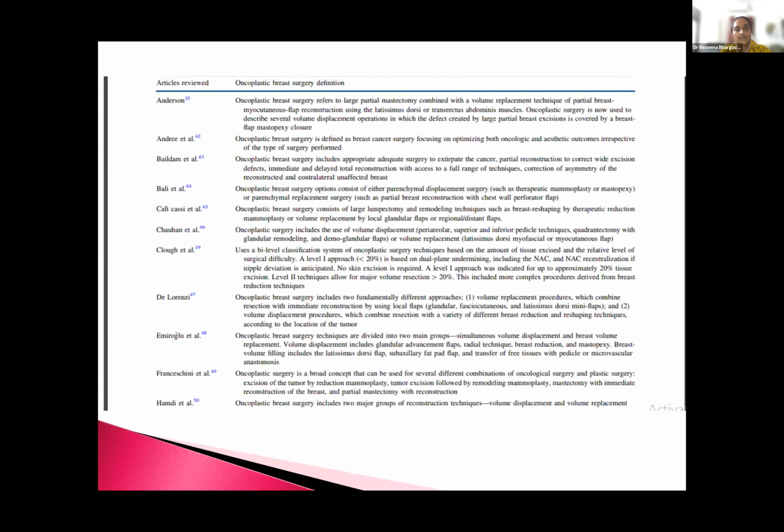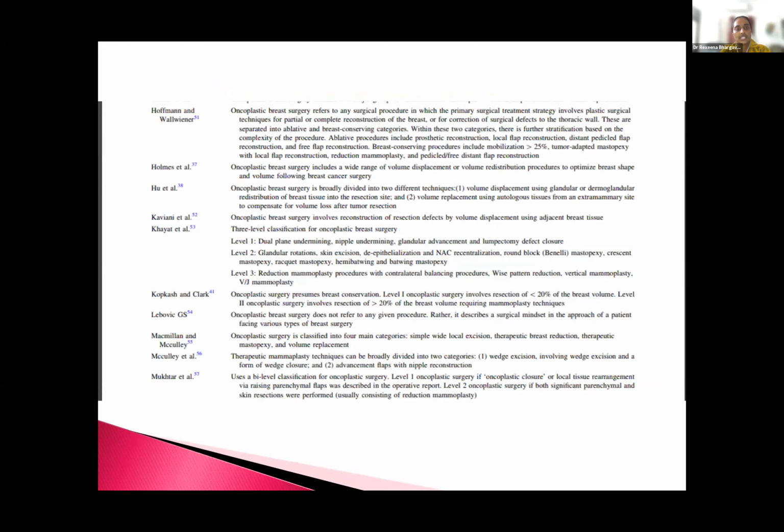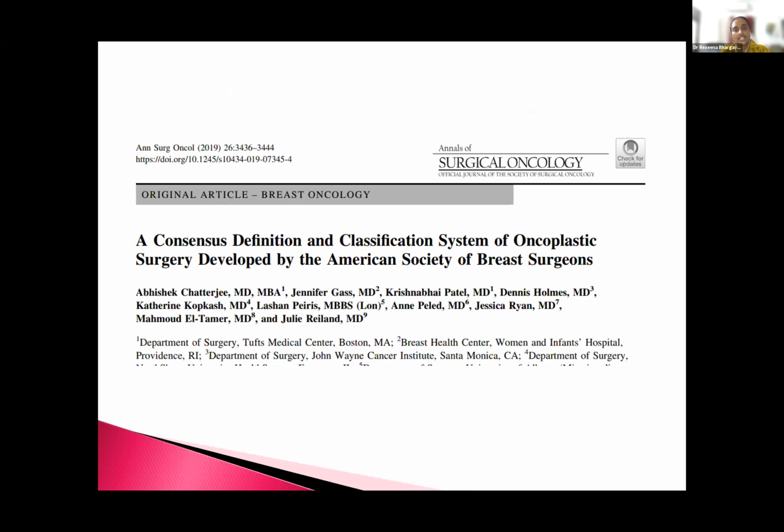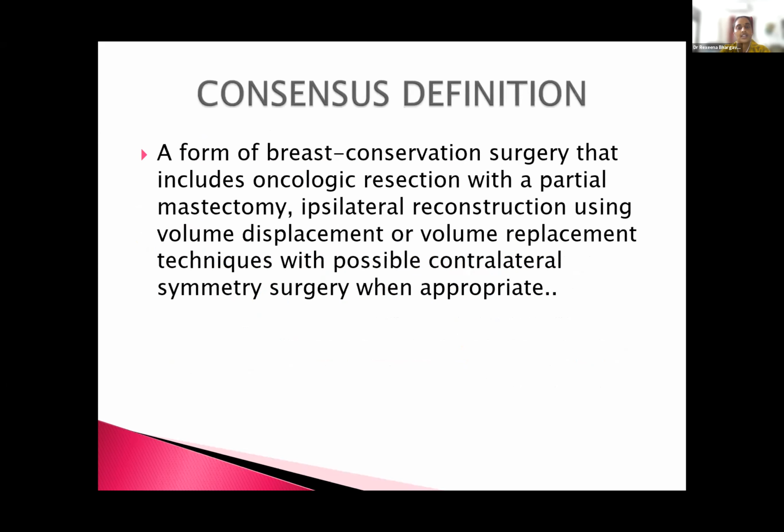So as you can see, there are multiple definitions of oncoplasty over the years with multiple levels described, which led to a consensus definition and classification system of oncoplastic surgery, which was developed by the American Society of Breast Surgeons. So this definition defines oncoplasty as a form of breast conservation surgery that includes oncologic resection with a partial mastectomy, ipsilateral reconstruction using volume displacement or volume replacement techniques, with possible contralateral symmetry surgery when appropriate.